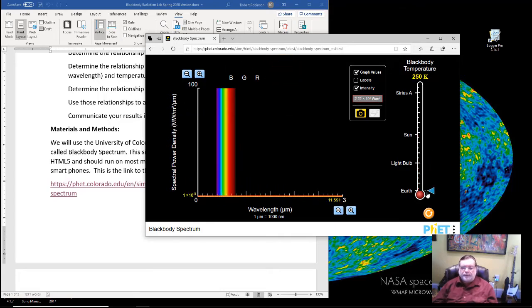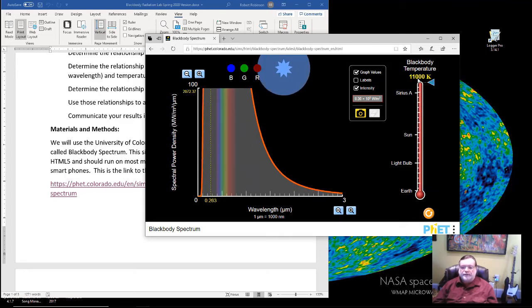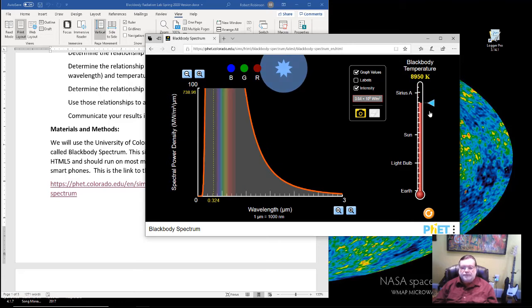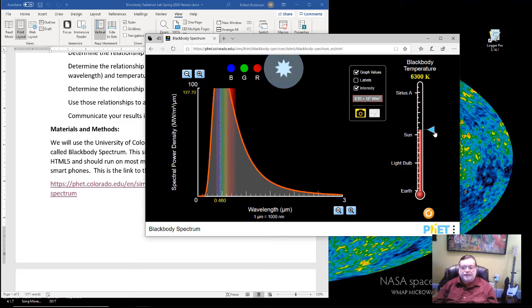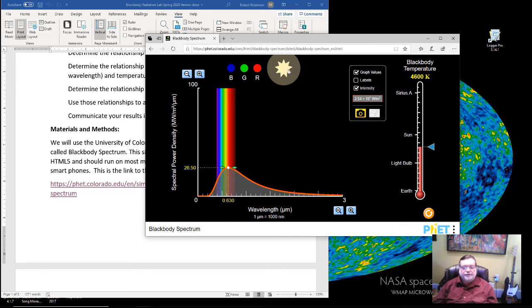The temperature range goes from 200 Kelvin all the way up to 11,000 Kelvin, which is changed by this little slider on the side. This little star here at the top of the page gives you some idea of what color the thing would be glowing. So my little demonstrator early on, where I showed you the bright orange, it's probably around 2000 Kelvin.